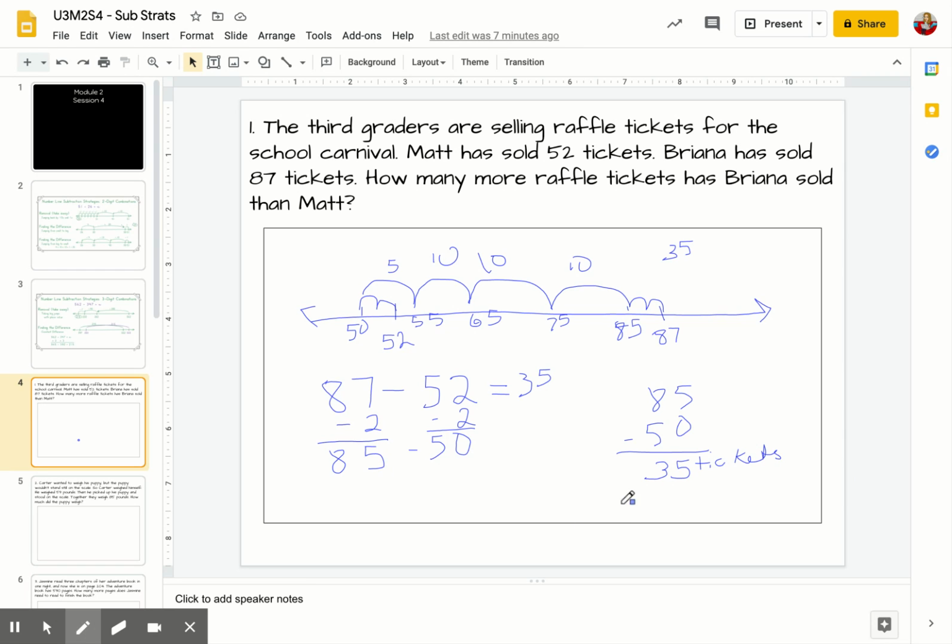There are lots of ways of doing this problem, but I kind of like that one this time. Let's see, we have a couple more word problems. Let's do one more together, and then I'm going to ask you to do one on the slides.